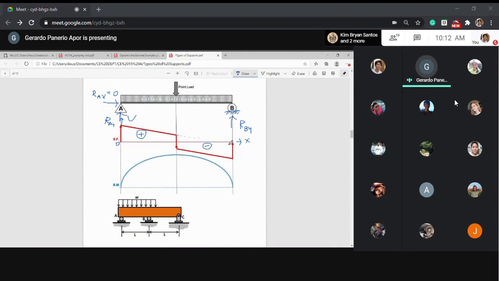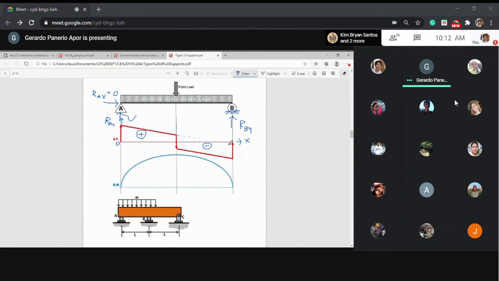That the sum of all areas is algebraic, because you consider the signs. If you have a positive area, you leave it positive, and if you have a negative area, that is negative. So if you add positive and negative, they neutralize each other, it becomes zero, and the equilibrium is demonstrated. Okay?